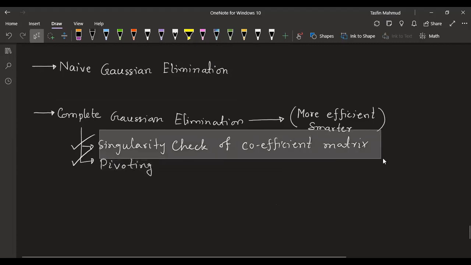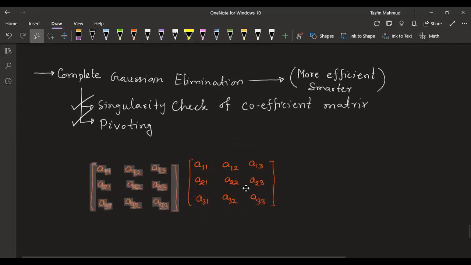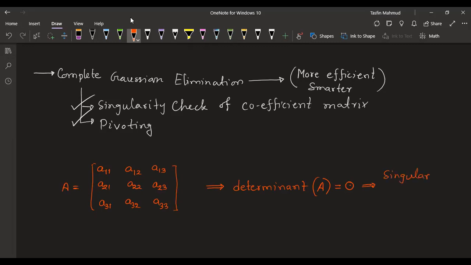For the singularity check, we have the coefficient matrix. This is our coefficient matrix. If we determine the determinant of this coefficient matrix and it becomes 0, we call the system singular. And a singular system is unsolvable.